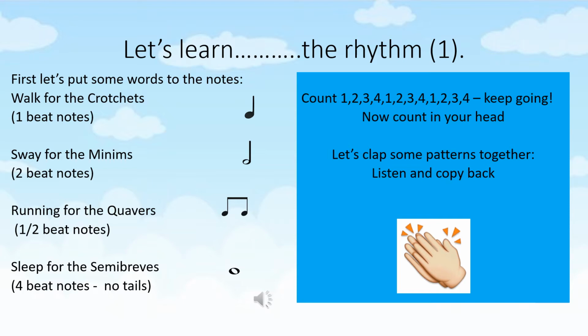We're going to clap along with the pulse. The word is walk. Clap along with me. Walk, walk, walk, walk, walk, walk, walk, walk, walk, walk. Well done. Now we're going to do minims. Minims are worth 2 beats and the word is sway. Here we go. Sway, sway, sway, sway, sway, sway. Fantastic.